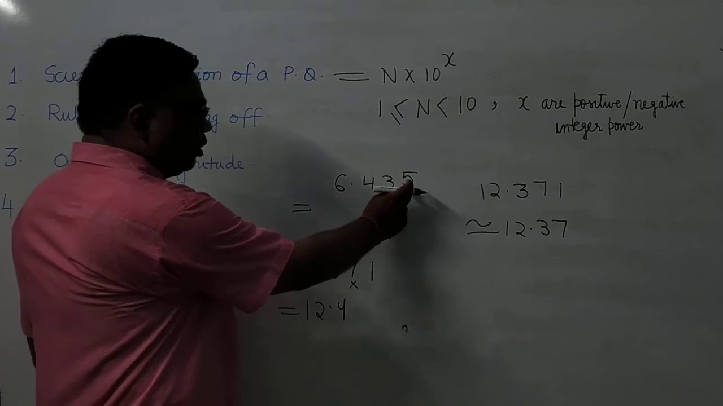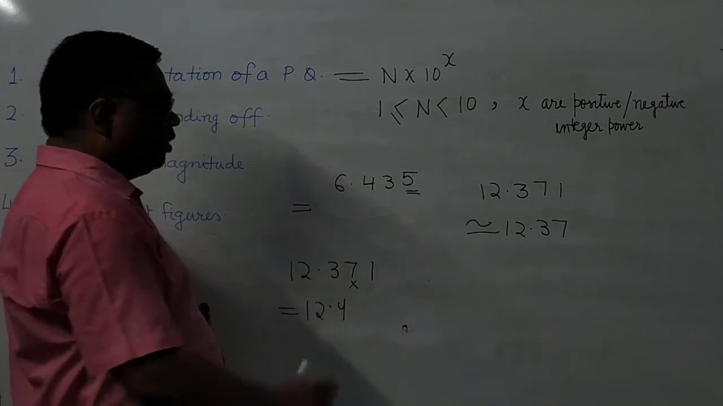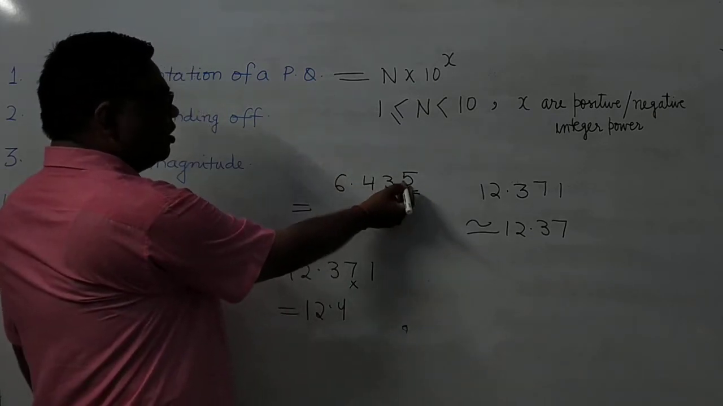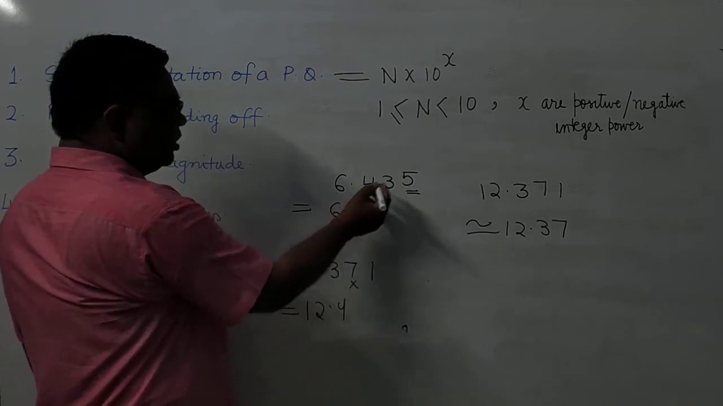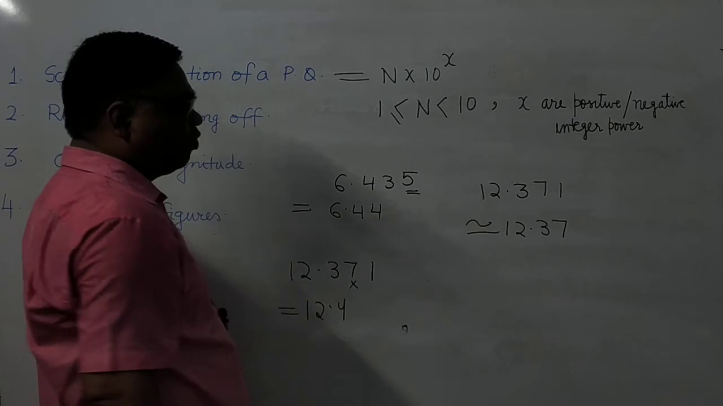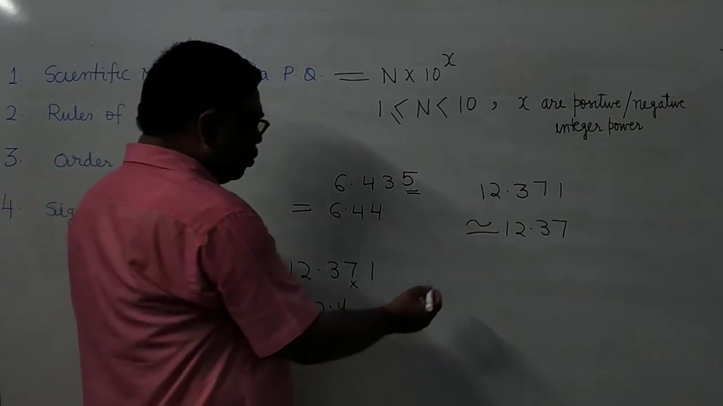So the digit to be dropped is 5. What will be? It will be dropped by adding 1 in the preceding place because the preceding place is odd. So 6.44. It's clear?